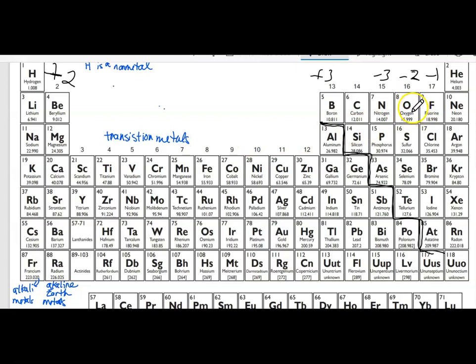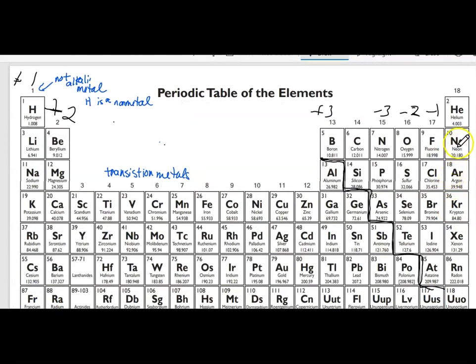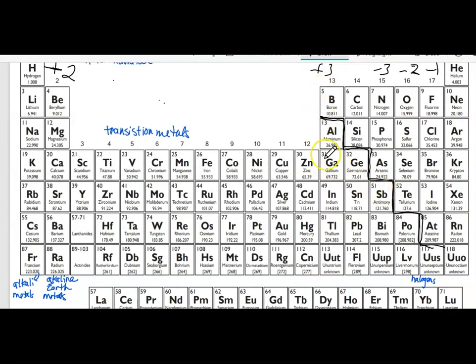And then skipping all the way over here to fluorine. That entire group, these are called halogens. And then the last group, group 18, these are non-metals. Excuse me, noble gases. They are non-metals, but this family is the noble gases, or sometimes called inert gases.